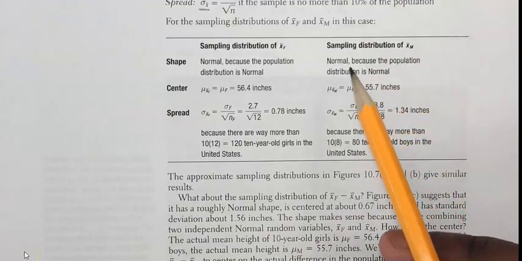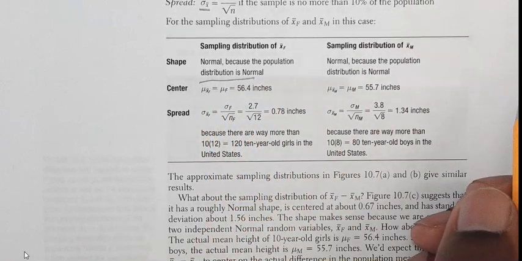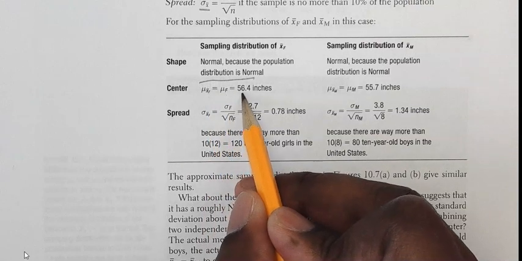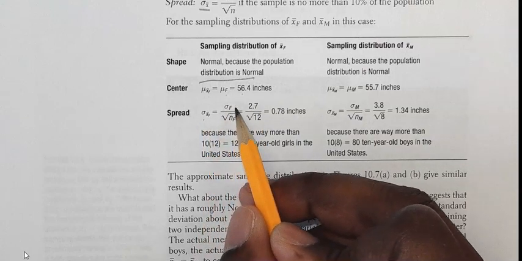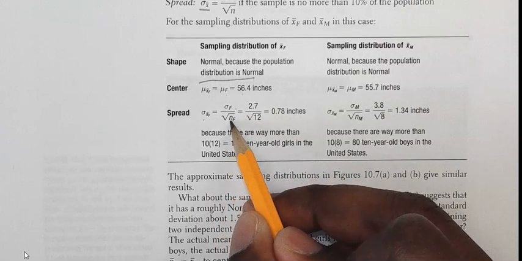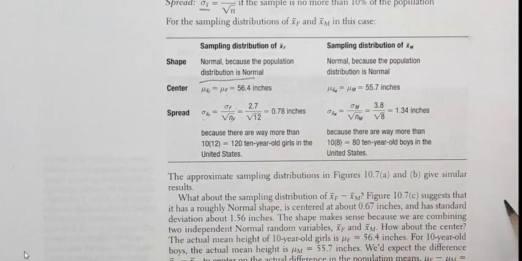All right, so let's look at the females. There's a normal distribution because the population was already normal. The mean for the sample of the females should be the same as the mean for all the females, which is about 56.4. The standard deviation for the sample should be the standard deviation for the whole population of females divided by the square root of the number of females taken. So it should be 2.7 divided by the square root of 12, which is about 7.8.